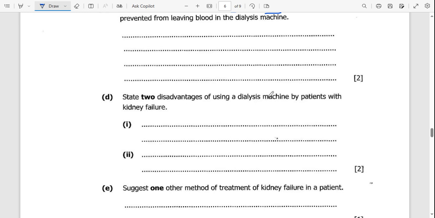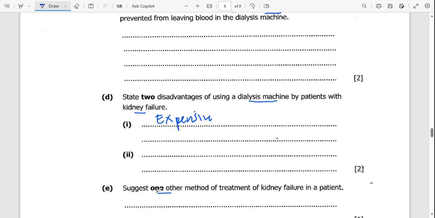State two disadvantages of using a dialysis machine by patients with kidney failure. One disadvantage is that it is expensive. Like you have to travel like thrice, 3 times a week for you to be able to go and be treated. That is one reason. Apart from that, it is also even a priority. Okay, you might not be prioritized because maybe a lot of people are using the same machine, and so you also have to wait for those who are using the machine to use it, especially if they're even richer than you. You have to wait.